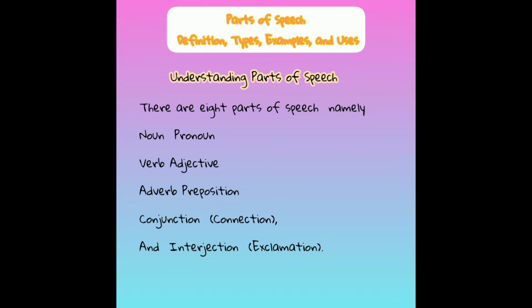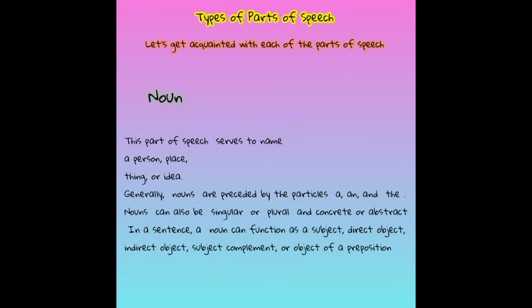Let's start with the first one, noun. This part of speech serves to name a person, place, thing, or idea. Generally, nouns are preceded by the particles I, N, and D. Nouns can also be singular or plural and concrete or abstract in a sentence. A noun can function as a subject, direct object, indirect object, subject complement, or object of preposition.